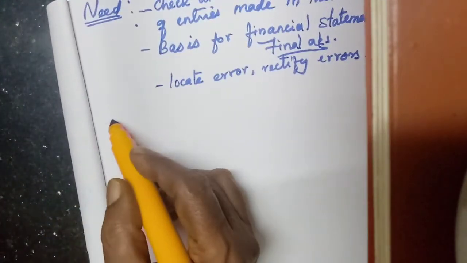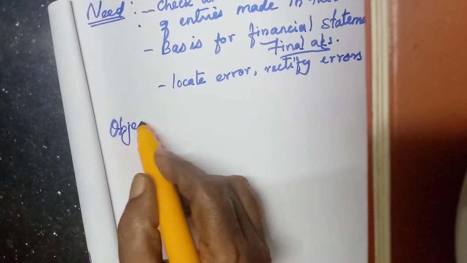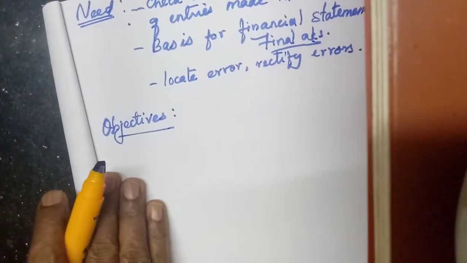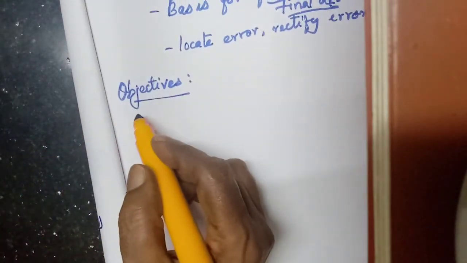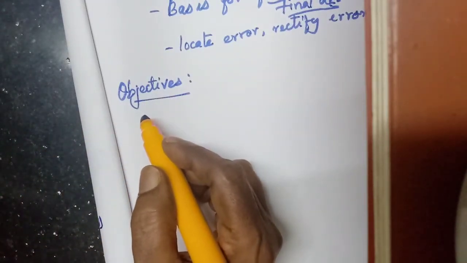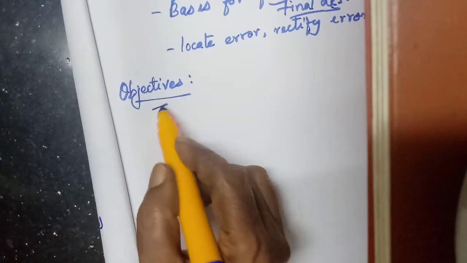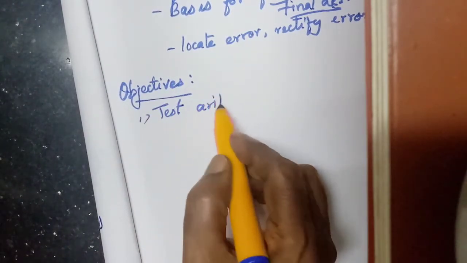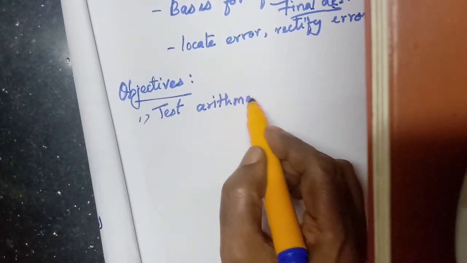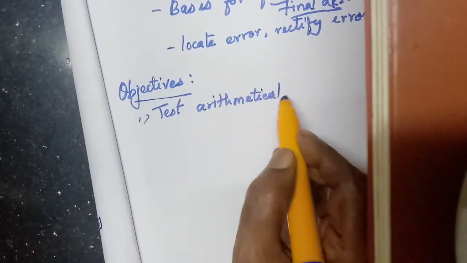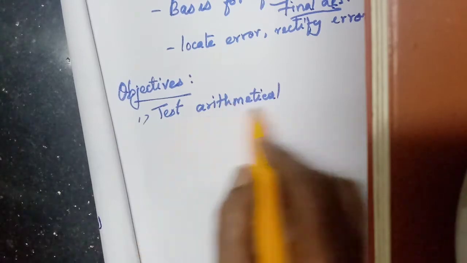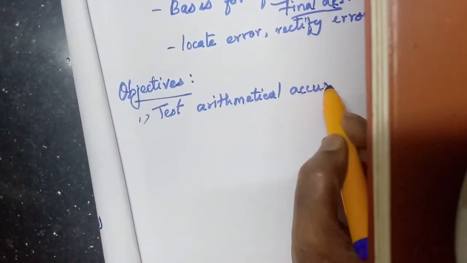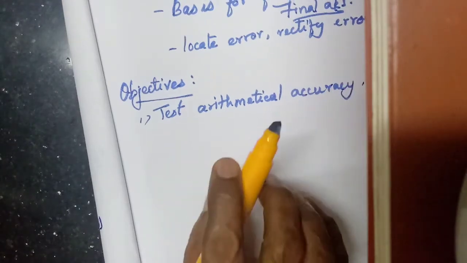Now we will learn about the objectives. So the main objective is what? We can test the arithmetical accuracy. That is the main thing. Everywhere we see the same phrase: checking the arithmetical accuracy of entries made in the books of accounts. That is the main objective.